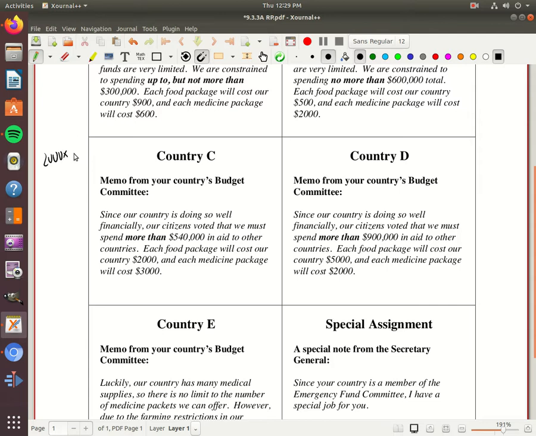$2,000 for a food packet, $3,000 for a medicine packet, and they have to spend more than $540,000. They can't spend even $540,000. They have to spend more than that.